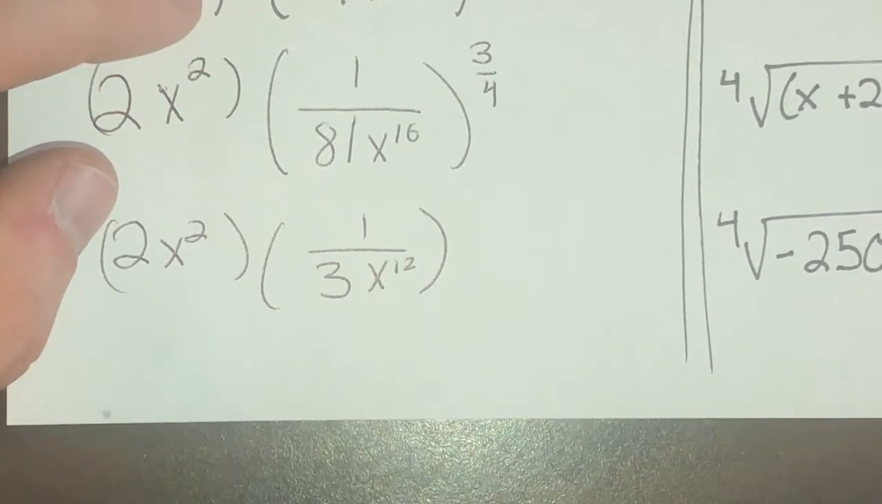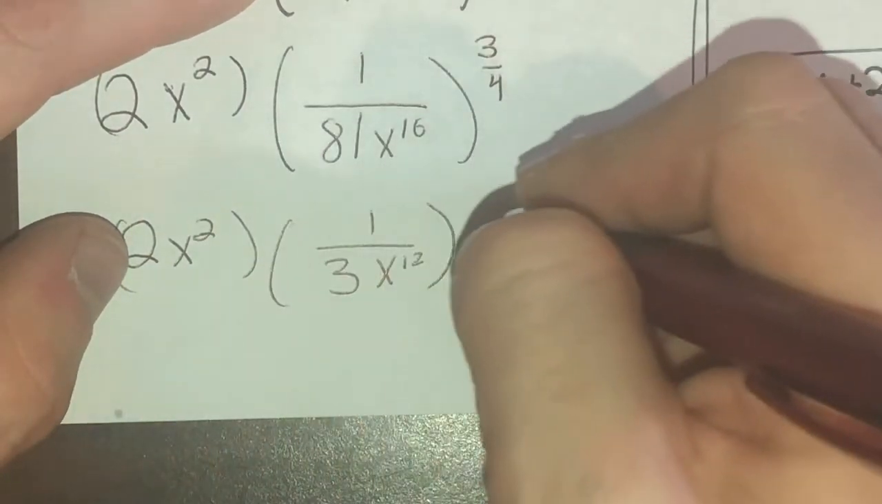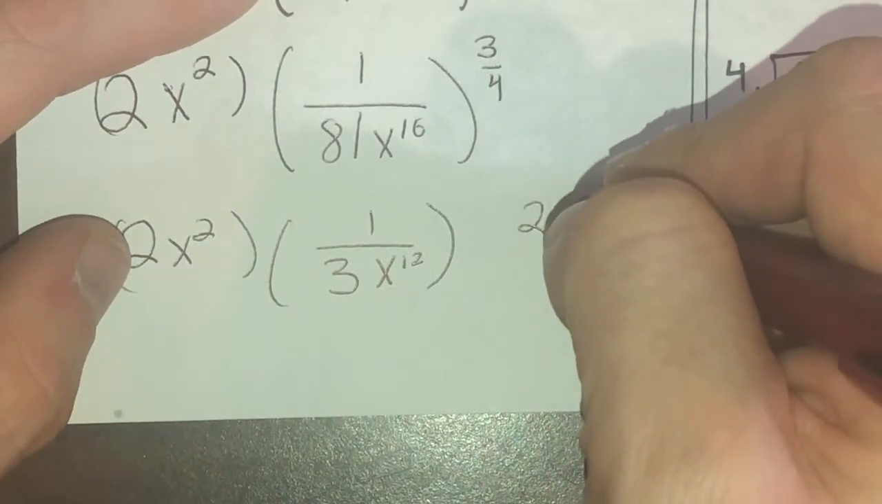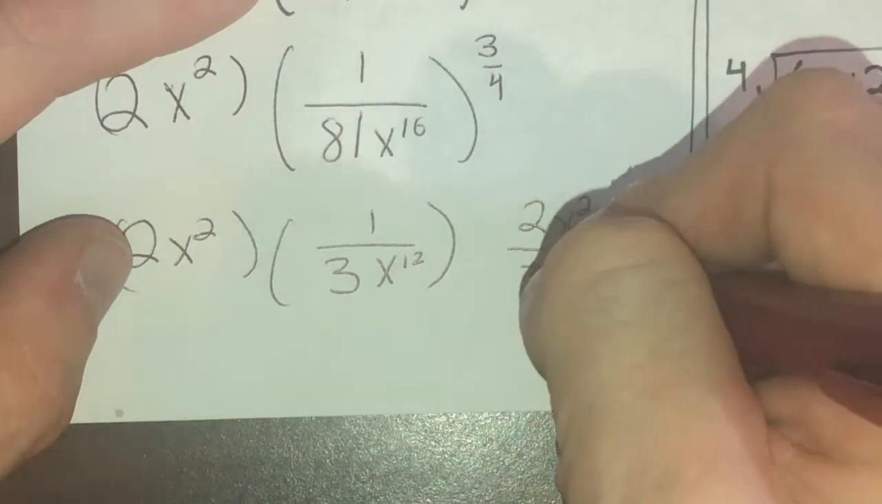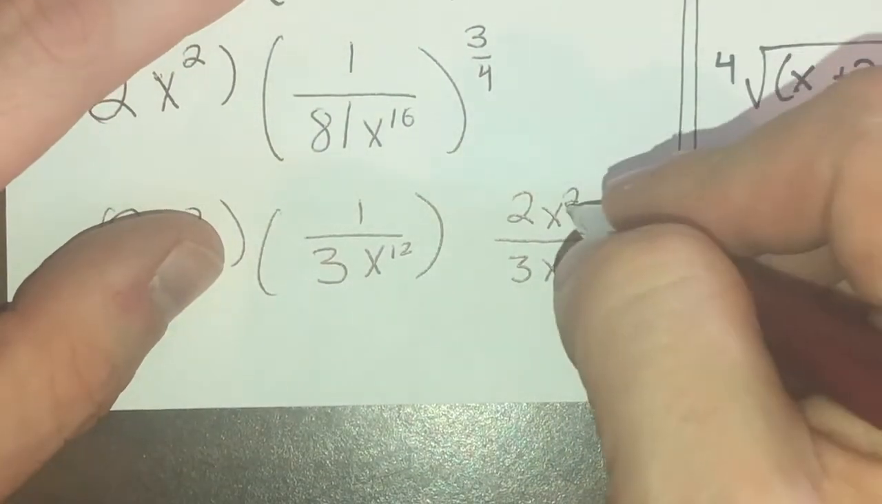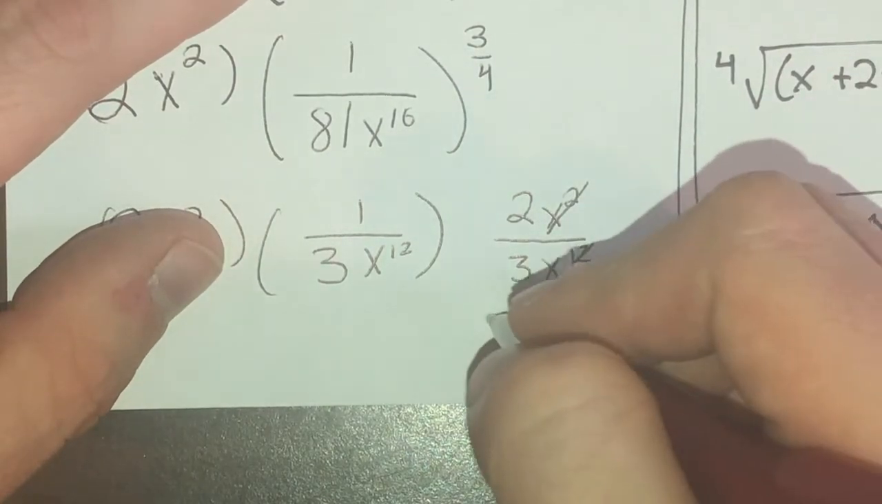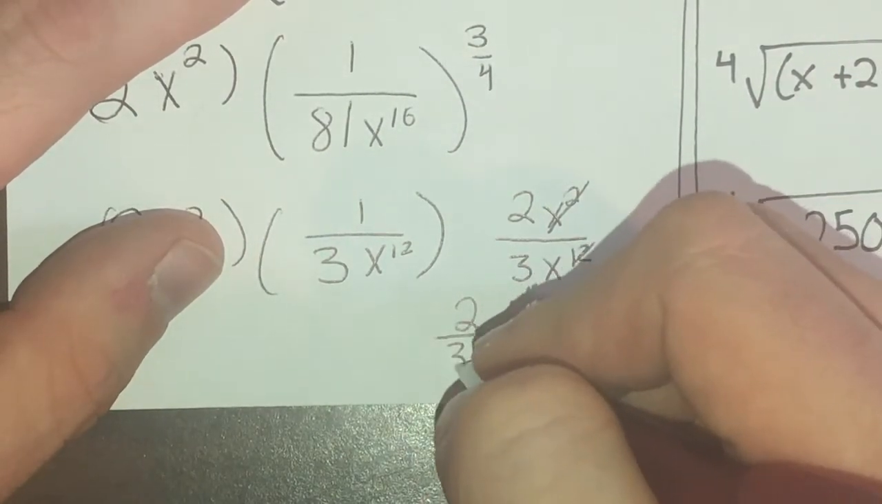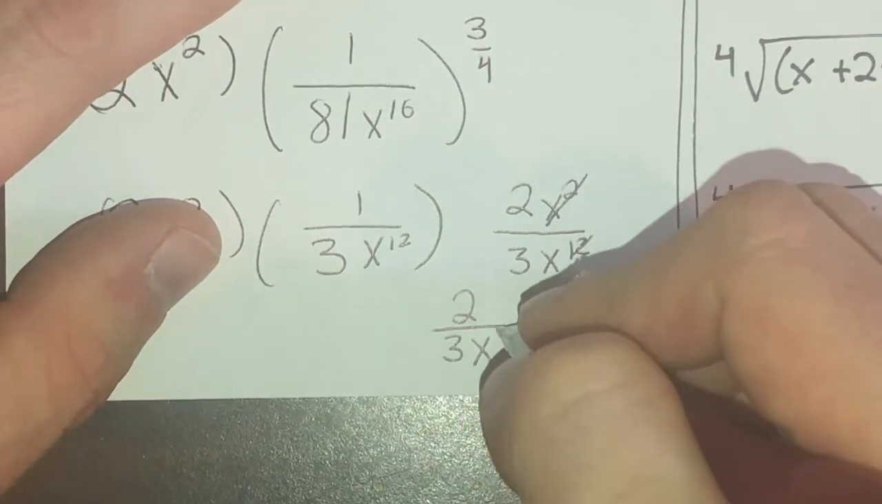Now I got this expression right here. I'll multiply across the top. That gets me 2x squared over 3x to the 12th. All right, and now I use the law of exponents, right? I got two x's up here, so I'm going to get 2 over 3x to the 10th.